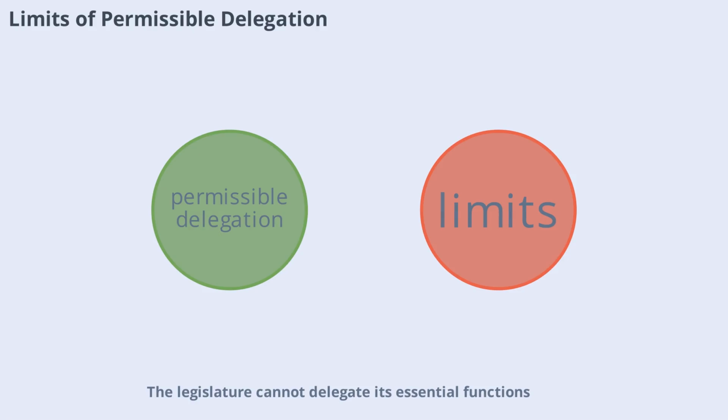The legislature cannot delegate its essential functions, such as formulating legislative policy or setting legal standards. It must provide clear guidance to the executive, ensuring that delegated powers are used to implement, not alter, the core intent of the law. Courts have consistently upheld this principle, striking down statutes that confer excessive or vague powers.